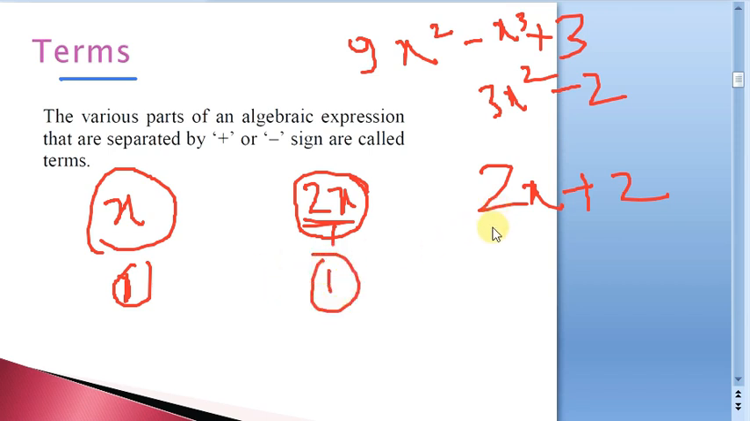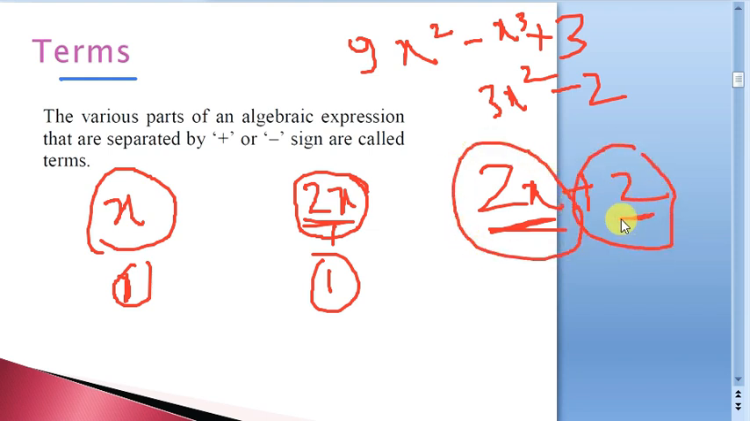But in this case you see 2x, it is joined by 2. So this 2x is one term and this plus 2 is another. Keep in mind, we have to take this sign into consideration also. So this is the first term and this is the second term. Altogether there are 2 terms here.